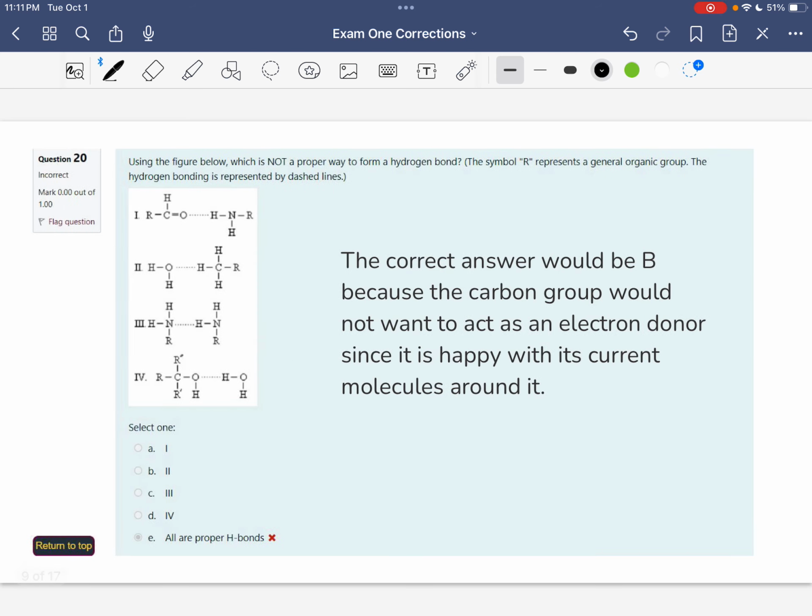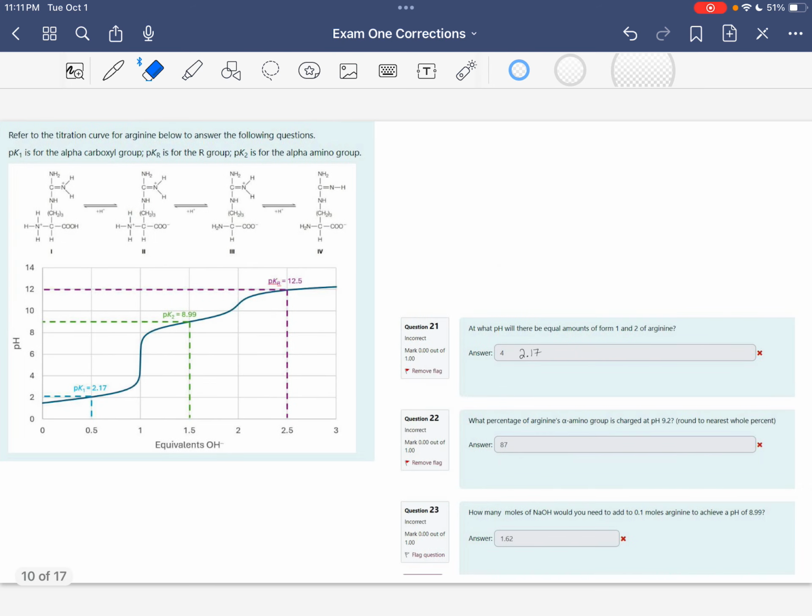Here on number 20, I believe it should be B rather than all of them are proper bonds, because the carbon group over here is not going to want to share this hydrogen, especially with this water group. So the correct answer should be letter B.